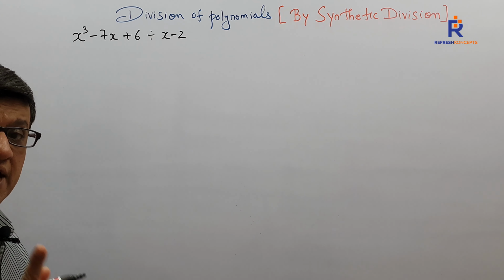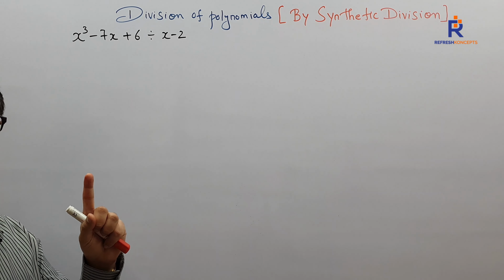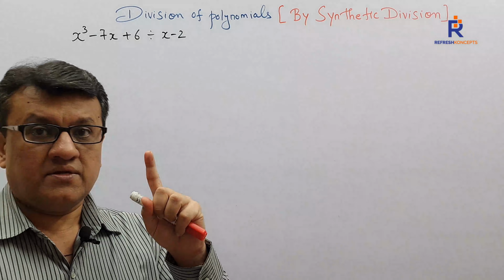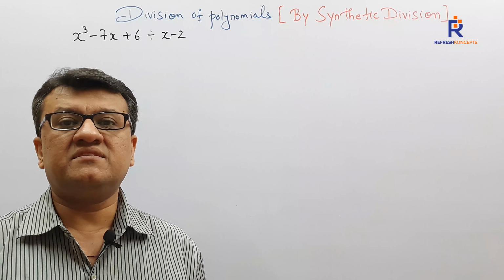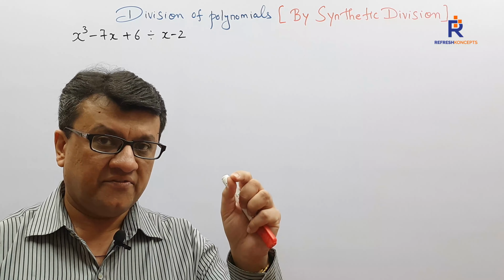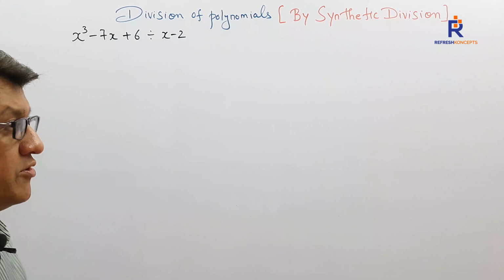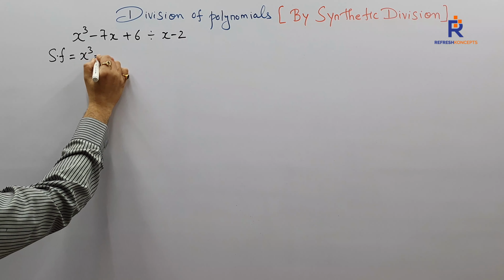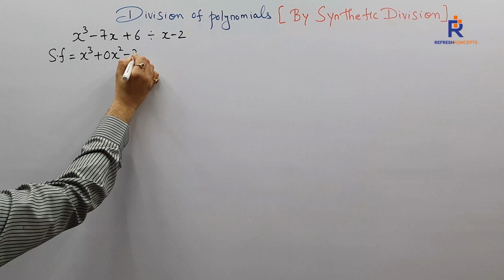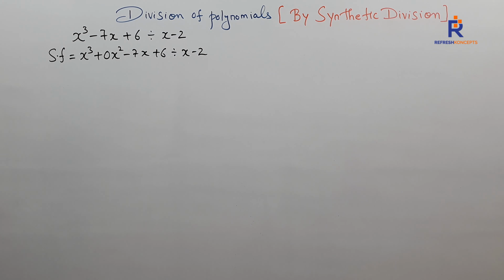As I stated in my previous example also, when we went for actual division, see to it that your dividend should be in the standard form, right? Synthetic division demands that first. It is very much mandatory that your dividend should be in standard form. If it is not, the very first thing you are supposed to do is make it into standard form. I have already explained what standard form is in my previous video. So here we just write down the standard form. What is the standard form? The standard form is x cube plus 0x square minus 7x plus 6 divided by x minus 2. Right, children?